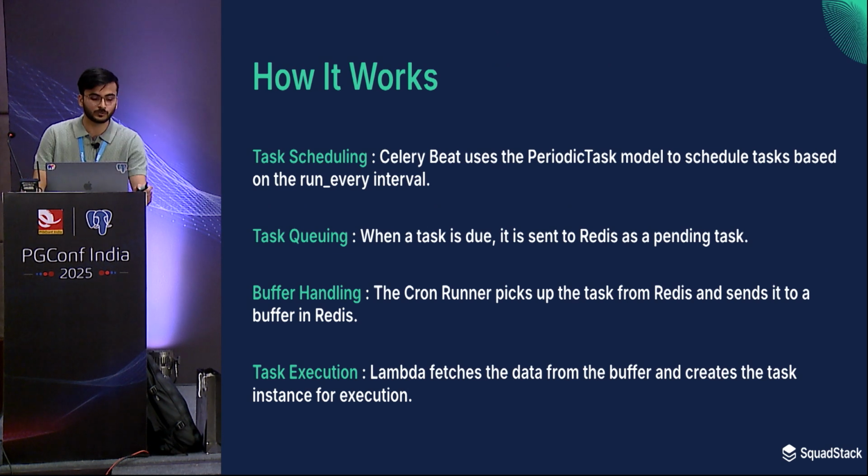Yeah, so it has 4 sections: task scheduling, task queuing, buffer handling, and task execution. In task scheduling, Celery beat uses the periodic task model, which is there in Celery beat, and it will send to a local Redis. Then from local Redis, we have a cron runner systemd service that fetches the task and sends it to ElastiCache, similar to a normal asynchronous task. And then all the process will happen like task execution, as I explained before.